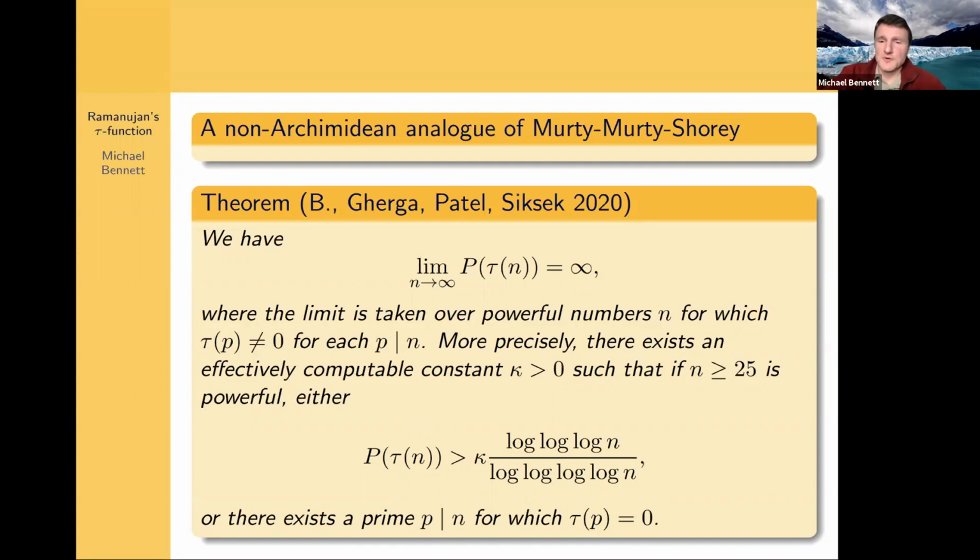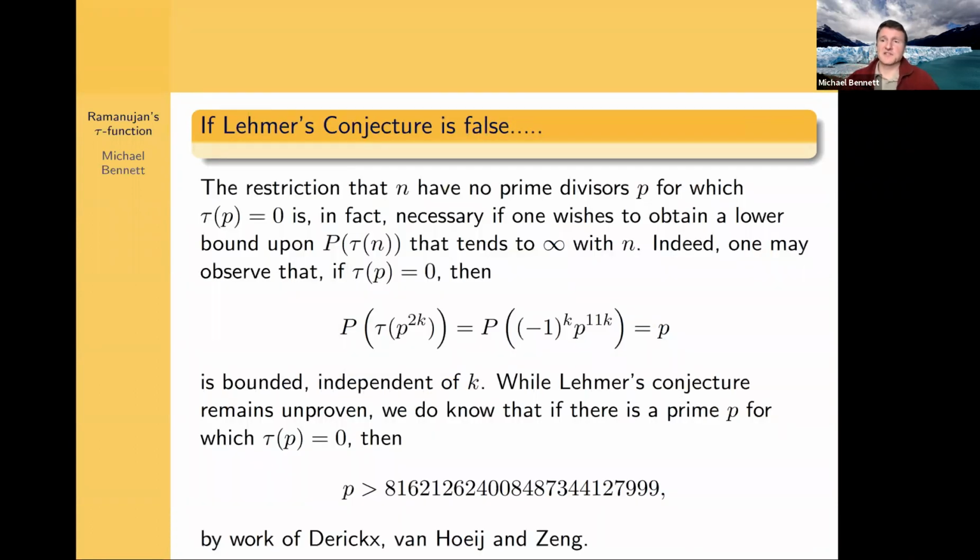Okay, so let me just mention the Lehmer conjecture part, and it's not just because the techniques we're using fail. They do fail, but the statement that the greatest prime divisor of tau of n goes to infinity is just not true if Lehmer's conjecture is false. If Lehmer's conjecture is false, then tau of p to the k is just a power of p, and so the greatest prime divisor of tau of p to the k is bounded, independent of k. And so through this subsequence, this result fails.